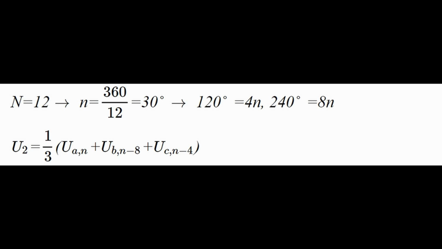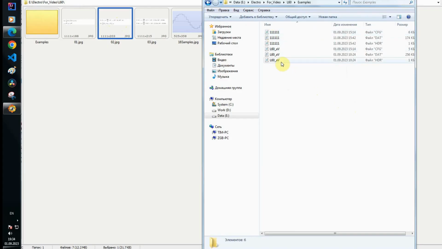Now, to calculate the instantaneous value of the negative sequence, it is enough to add to the current value in phase A the instantaneous value from phase B 8 samples ago and the value from phase C 4 samples ago. Now back to the L60. Let's open the HDR file.